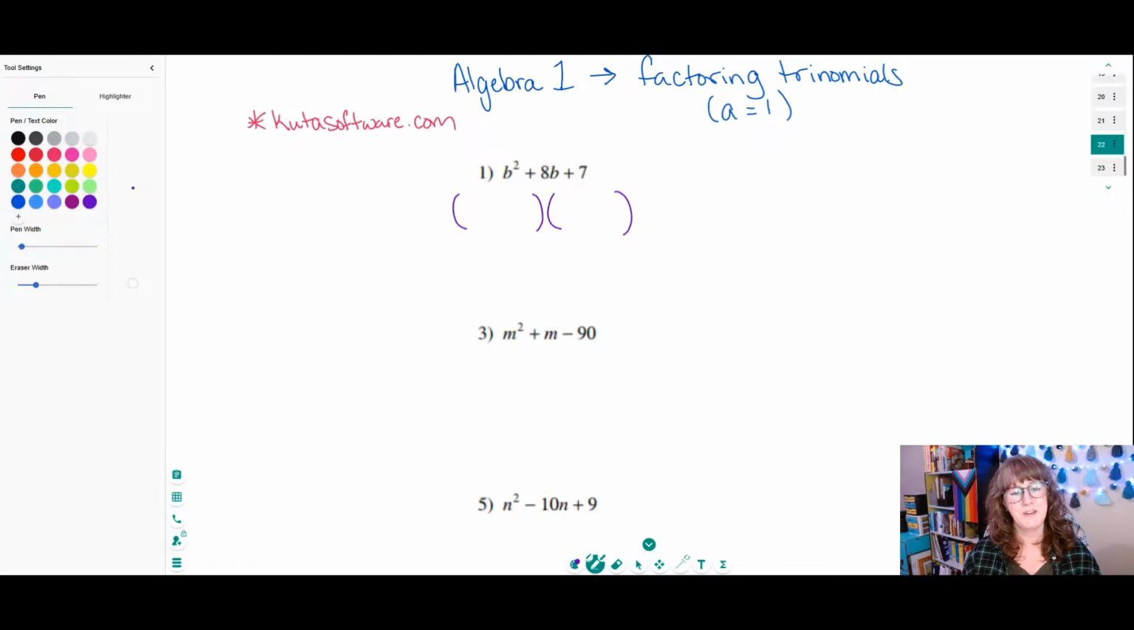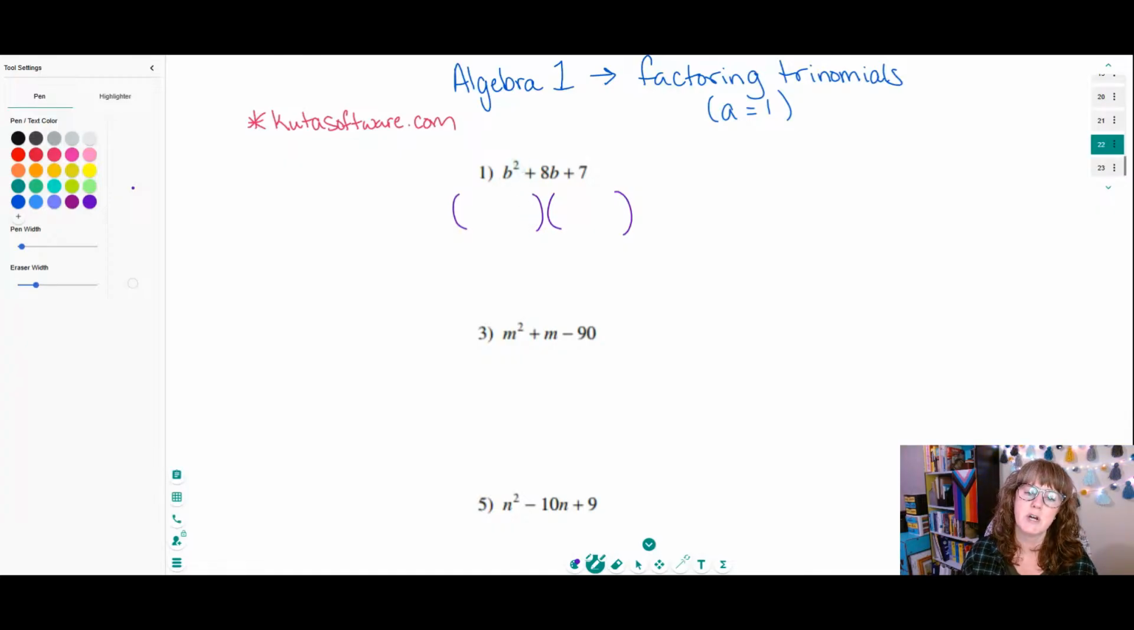Now, there's a lot of different methods. Some people use the box method. I've heard of X games where you use an X to kind of help you determine what numbers multiply to our last term and add to our middle term. I'll show you both of those methods. They're all great methods. I like to show different methods and then pick which one you like, pick which one works best for you.